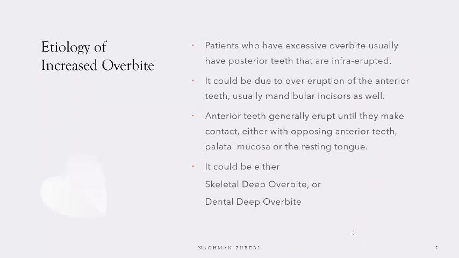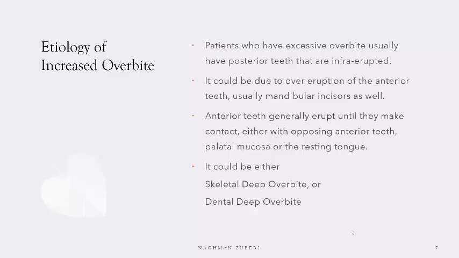Etiology of this increased overbite. Patients who have excessive overbite usually have infra-erupted posterior teeth, or it could be over-eruption of the anterior teeth, usually the mandibular incisors. Anterior teeth generally erupt until they make contact either with the opposing anterior teeth on their lingual surfaces, or they reach and start hitting the palatal mucosa, or maybe they are touching the resting tongue.